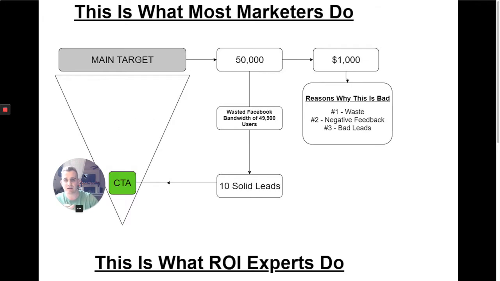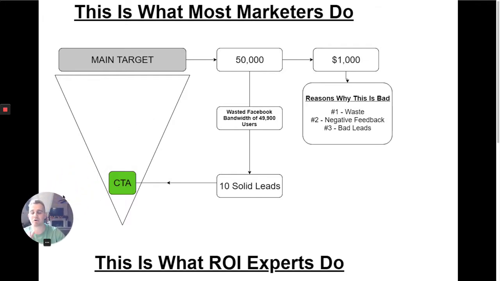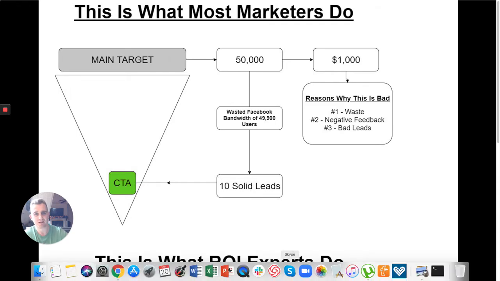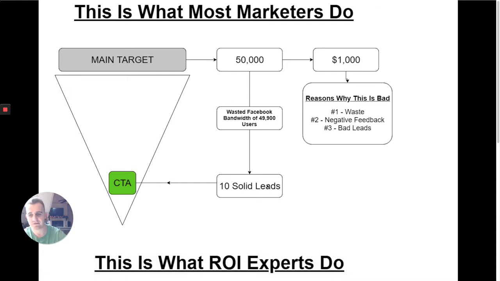I'm going to show you this is what most marketers do. So, most marketers, we're going to use an example of a $1,000 ad budget. They'll take $1,000 and throw that whole $1,000 at one single call to action, one video or one picture to get them to buy. That is not what you want to be doing. So you spend $1,000 and you get 50,000 people to see your ad.